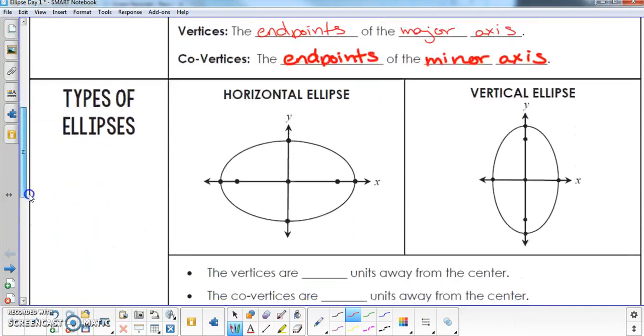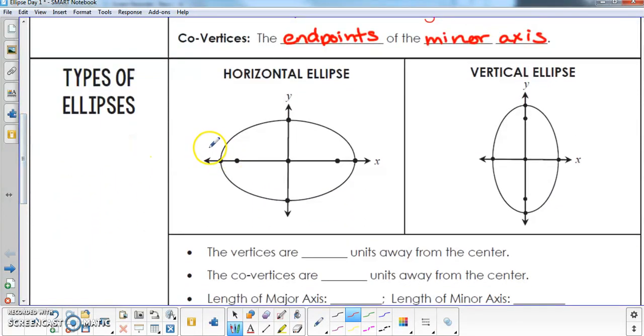So, right here on this one, this point right here is our vertex, this point right here is our vertex, this point right here is our co-vertex, this one right here is our co-vertex. Likewise here, co-vertex, co-vertex, and here is the vertex, and here's the vertex. We also have our foci right here, these little dots inside the ellipse. Those are going to be our foci. Okay?